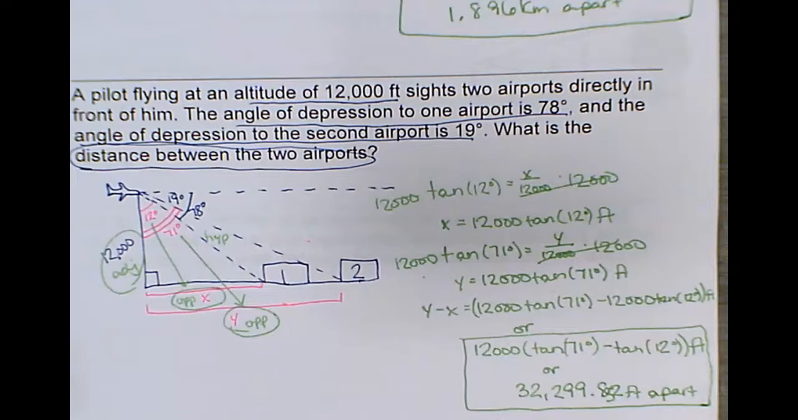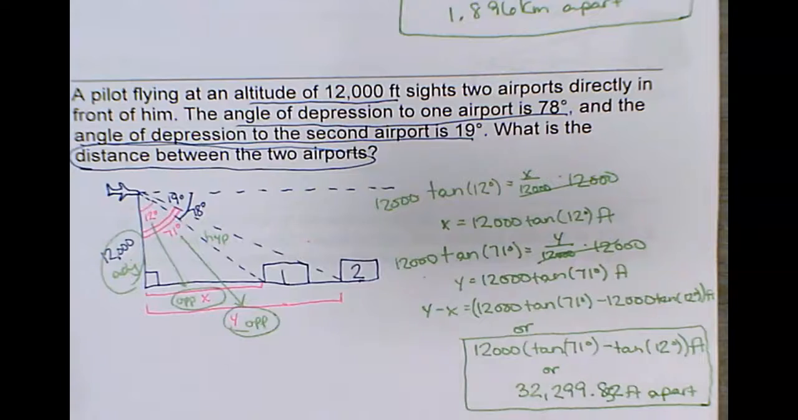Notice that I also changed how the answer was written. So if we have 12,000 times the tangent of 71 degrees minus 12,000 times the tangent of 12 degrees measured in feet, then you can kind of factor out that 12,000 and let it sit out here, and then just have 12,000 times the tangent of 71 degrees minus the tangent of 12 degrees feet. And then this is the decimal rounded to the nearest thousandth.